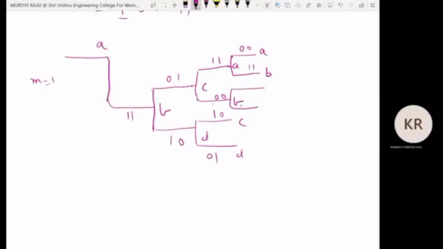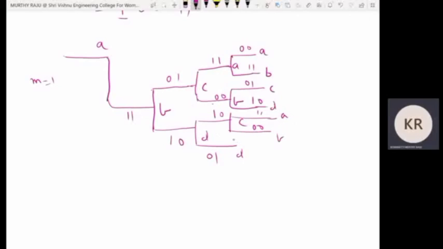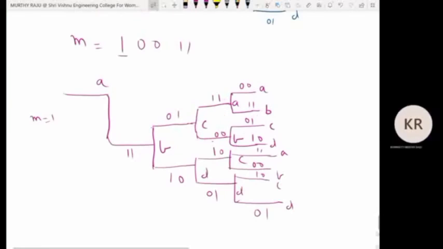From the B to C, B to D, B to C with 0 1, B to D 1 0. From that C to A 1 1, C to B 0 0. From the D to C and D to D. D to C is 1 0, D to D is 0 1. Okay, next.